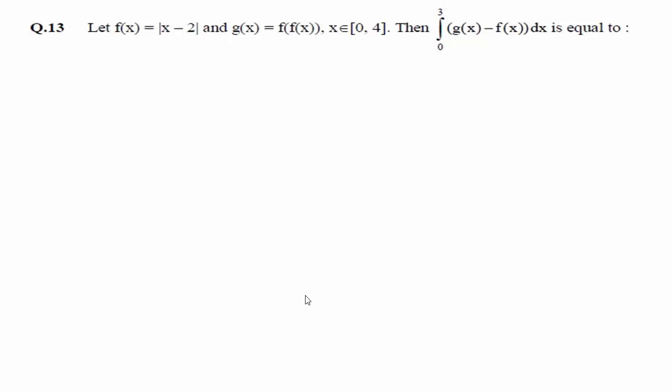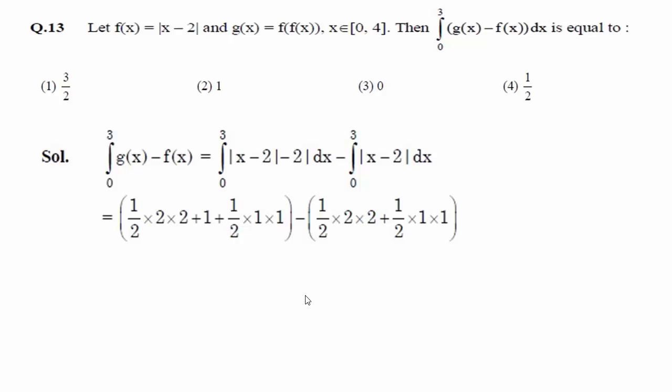Let f(x) equal mod of x minus 2 and g(x) equal to f of f(x), x belongs to the closed interval 0, 4. Then the integration from 0 to 3 of g(x) minus f(x) dx is equal to, options are: 3 by 2, 1, 0, 1 by 2. Solution.